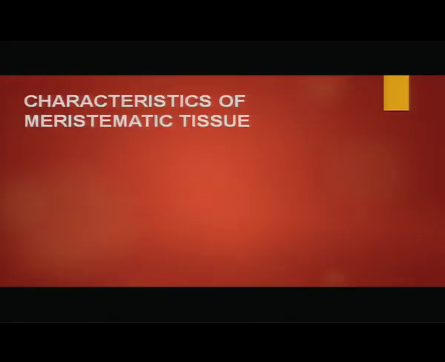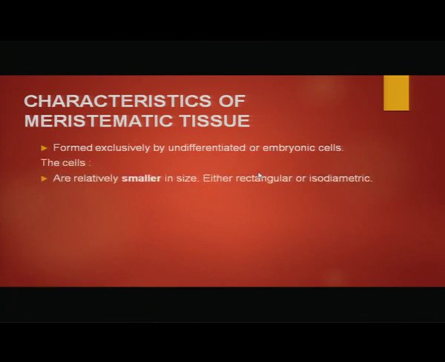Moving on, let us now see the characteristics of meristematic tissues. The cells and the tissues we are talking about are formed exclusively by undifferentiated or embryonic cells, and these properties of the cells are as follows. They are relatively smaller in size, they are either rectangular or isodiametric, that is maybe polygonal or oval in shape. They are always compactly arranged and without any intercellular spaces.